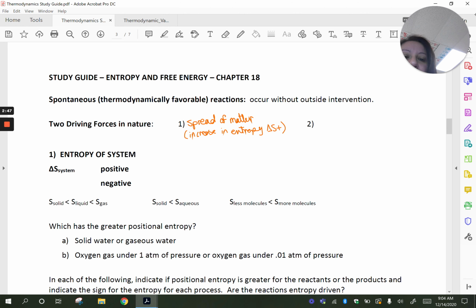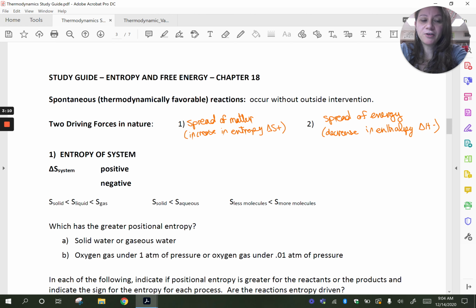Nature also prefers the spread of energy. And in terms of energy, that means enthalpy, right? That would mean a decrease in potential energy or a decrease in your enthalpy. And that would mean your delta H is negative, which is exothermic. So nature prefers the spread of everything, right? Nature wants everywhere to be equal, so it likes the spread of matter, it likes the spread of energy, it likes the spread of pressure, so pretty much the spread of everything. It wants everything to be equal.